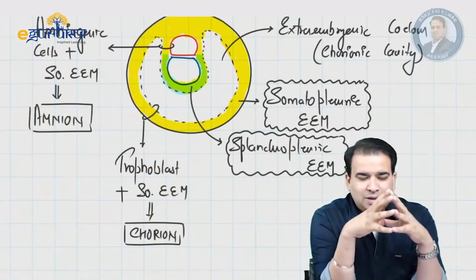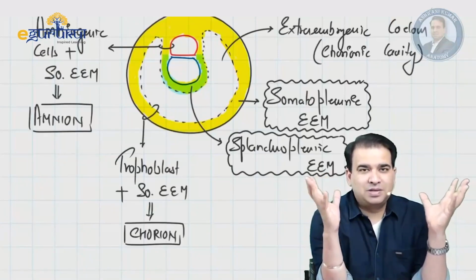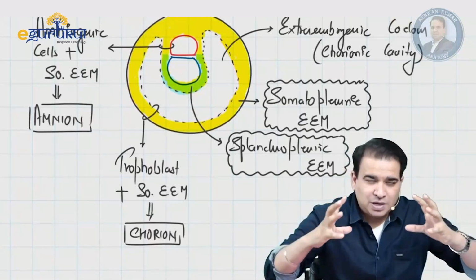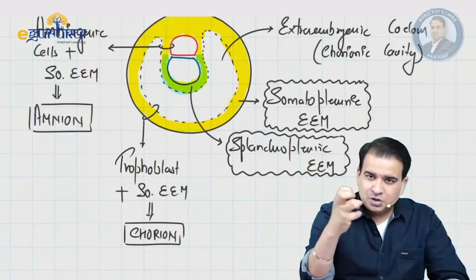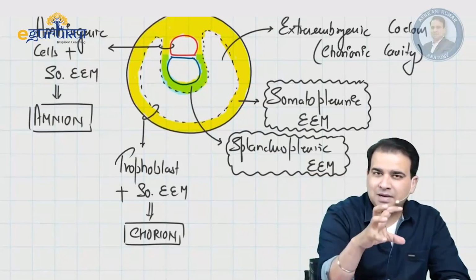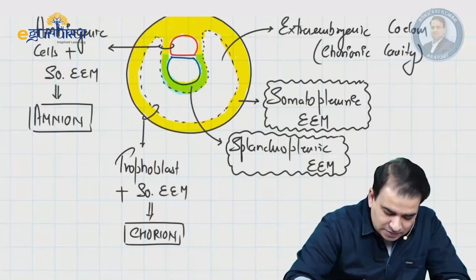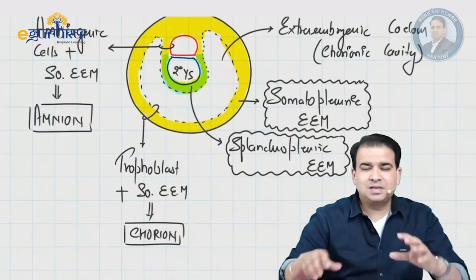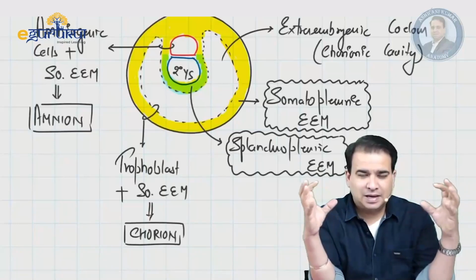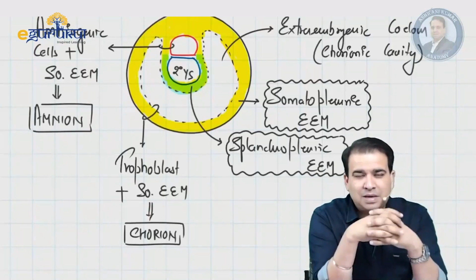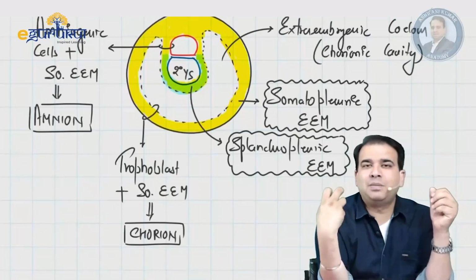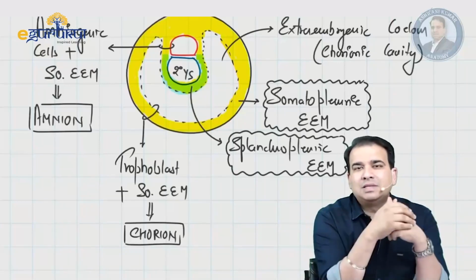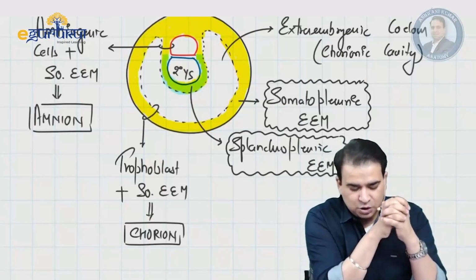What else you should note here is that the size of this extraembryonic coelom will keep on increasing, and it will push the primary yolk sac, not the inner cell mass. Let me repeat my sentence. The extraembryonic coelom will keep increasing in size and push the primary yolk sac. It will take a big chunk of the primary yolk sac out, and the remaining yolk sac, in which the lining epithelium is more of a cuboidal type, will be called the secondary yolk sac.